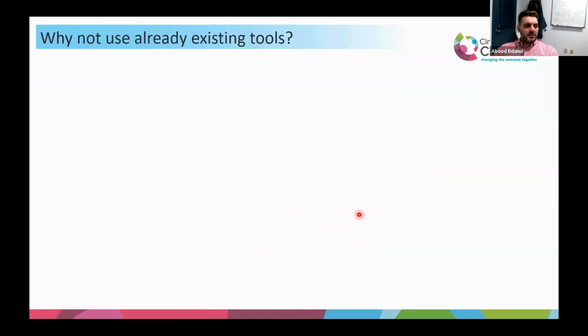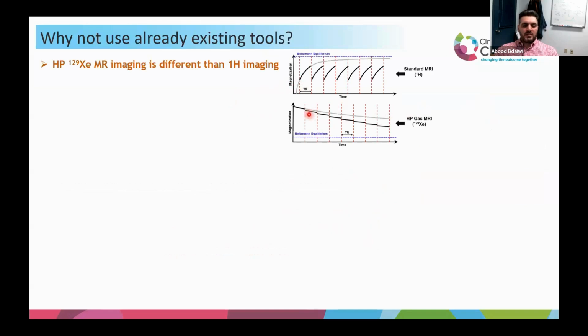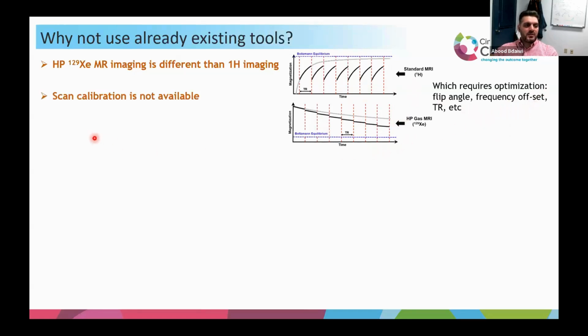All right, so the other question is, why not use already existing tools? Well, xenon imaging is kind of a different animal compared to proton images. For example, here the signal is diminished with every RF excitation, because of that we need to optimize our acquisition parameters like flip angles, frequency offset, TR, etc. Also, scan calibration is not available on the major vendors, for example the receiver or transmit frequencies, the shimming, and so on. Generic tools do not address xenon images specifically.